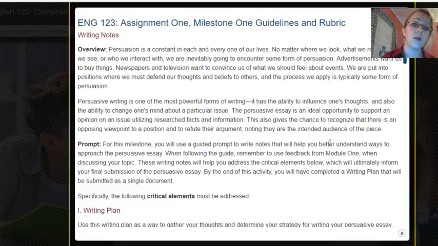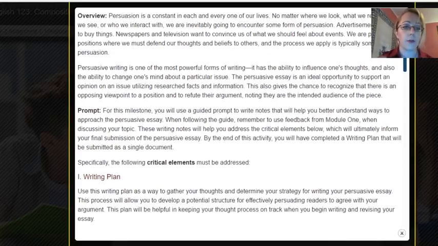And remember, this rubric is also available in Blackboard as well. It's going to be the same thing. It just looks more like a paper in Blackboard, and here it looks like a nice little part of the web page.